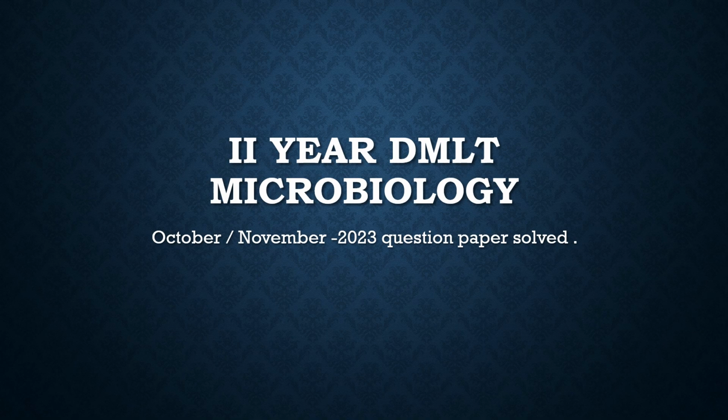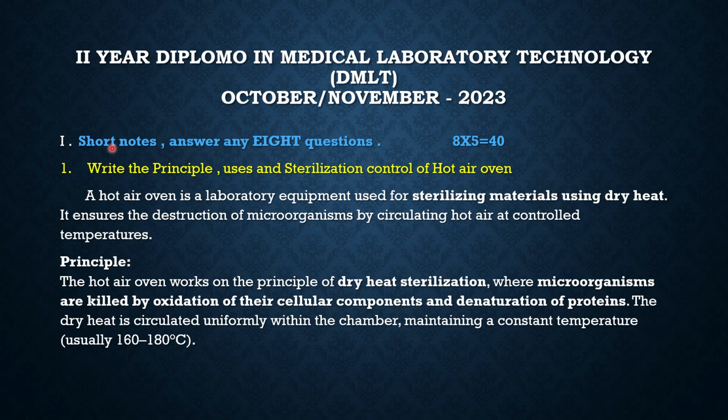In this video, we'll be solving the second year DMLT Microbiology October-November 2023 question paper. Okay, let's get started. The first section is short notes, and the first question is: write the principle, uses and sterilization control of hot air oven.